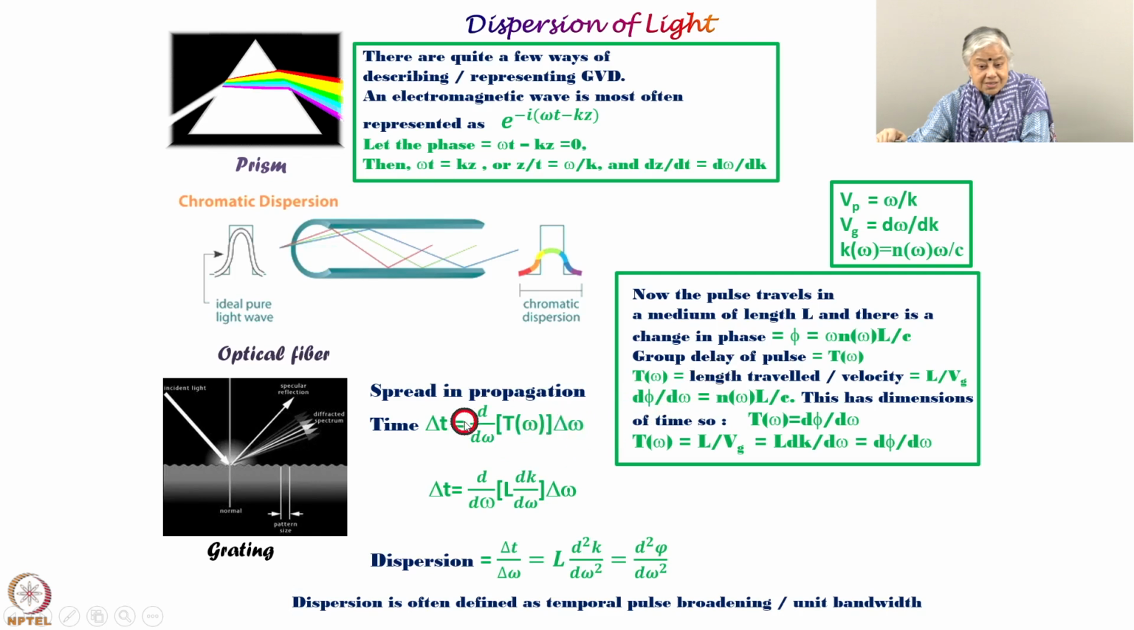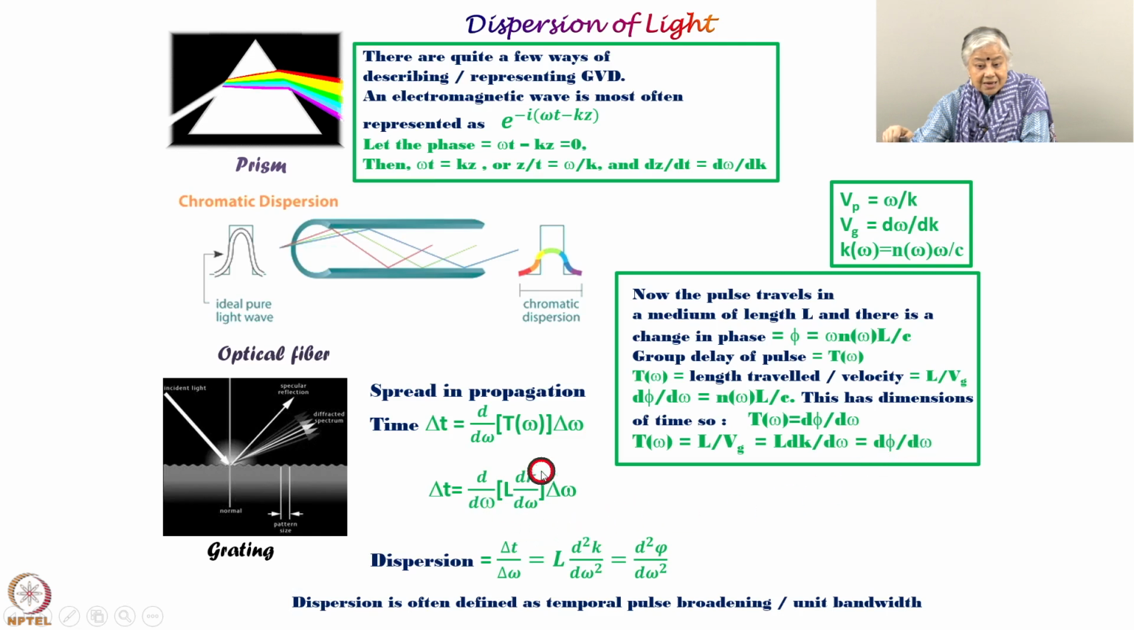This equation seems fine. If you see, delta omega and d omega will cancel each other, and you will have the dimension of time here, and you have the dimension of time here. So, this equation looks perfect. So, delta t becomes d by d omega, and T(omega) I just substitute from here.